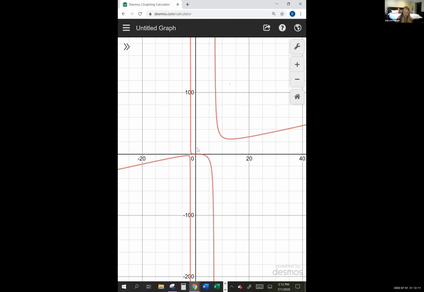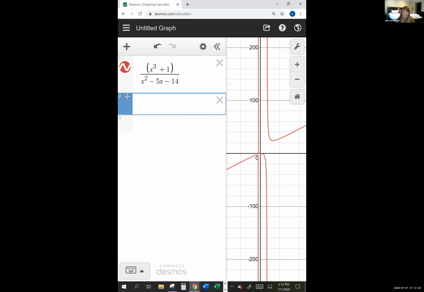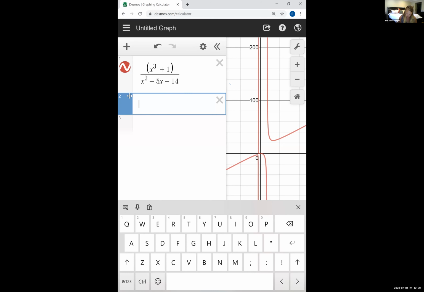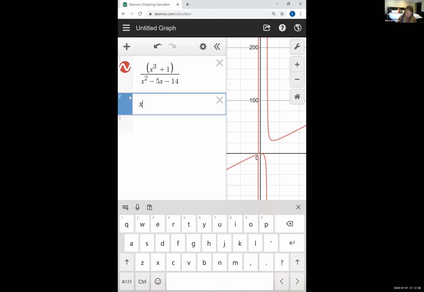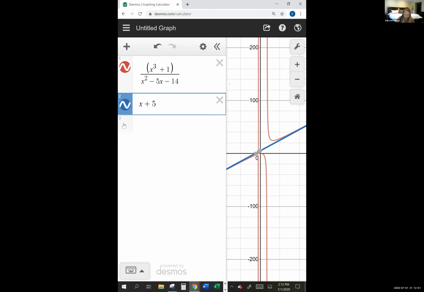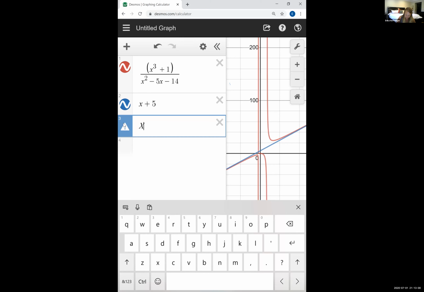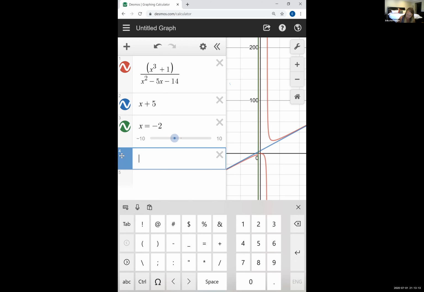And then the slant asymptote, if we kind of look at this, let me graph at the same time y equals x plus 5, that slant asymptote. And a couple other ones. Let's look at x equals, was it -2? And x equals 7.